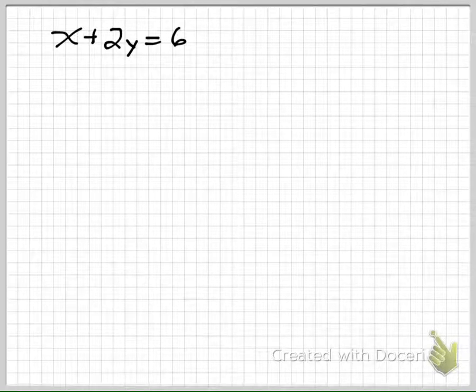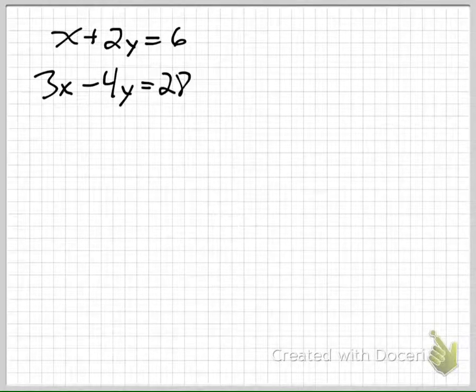Here we go. x + 2y = 6, and 3x - 4y = 28. Here's my strong suggestion to you: give yourself plenty of room. Do not skimp on this. This should take roughly 1/2 of a page. There is a lot of work to be done here. Give yourself plenty of room.